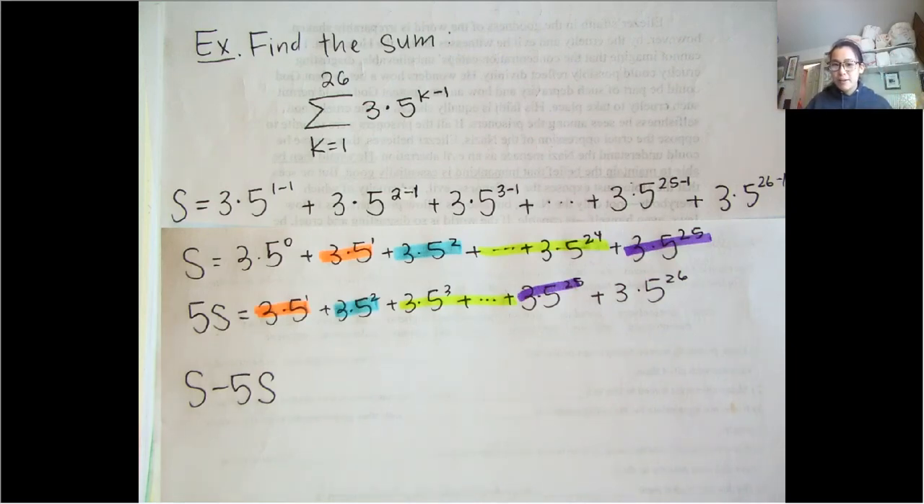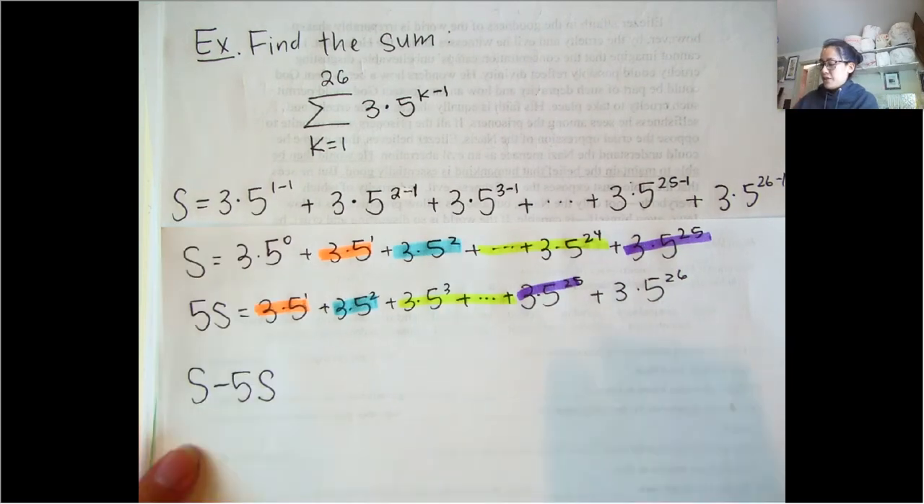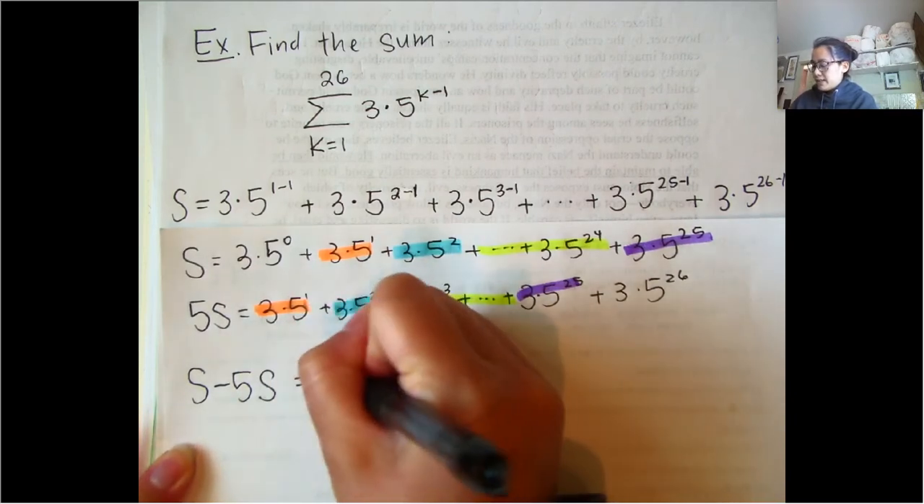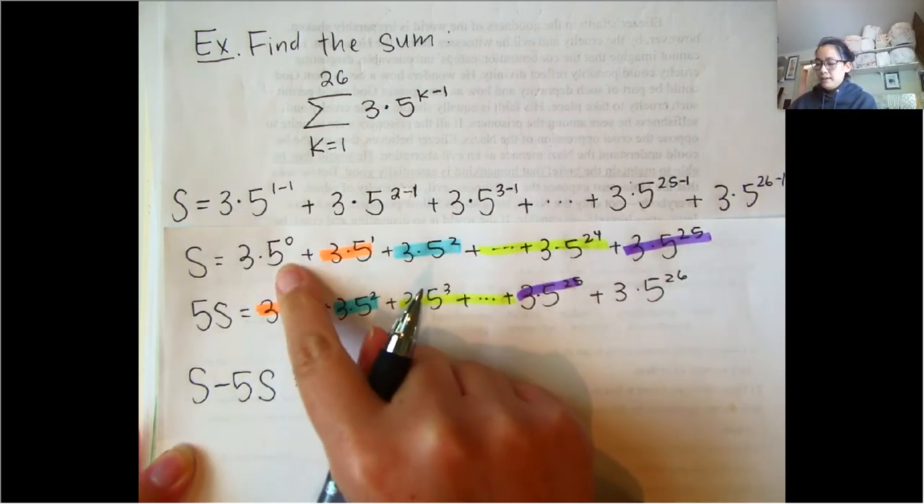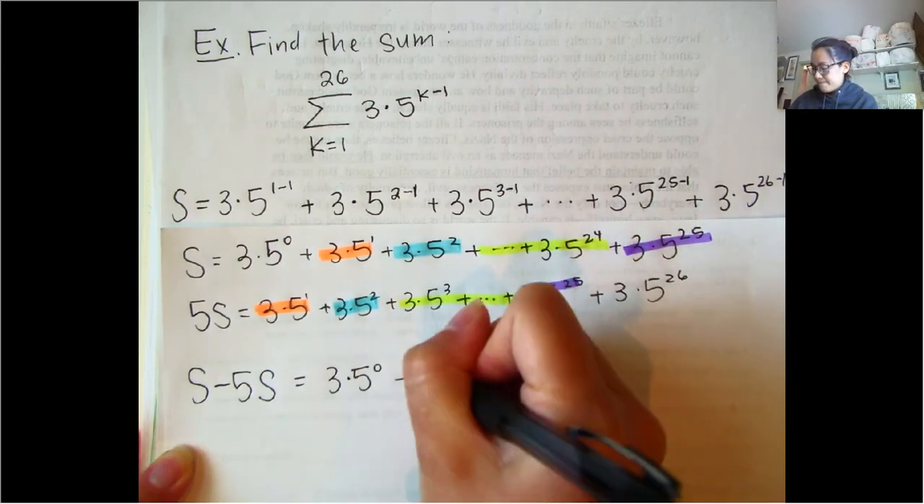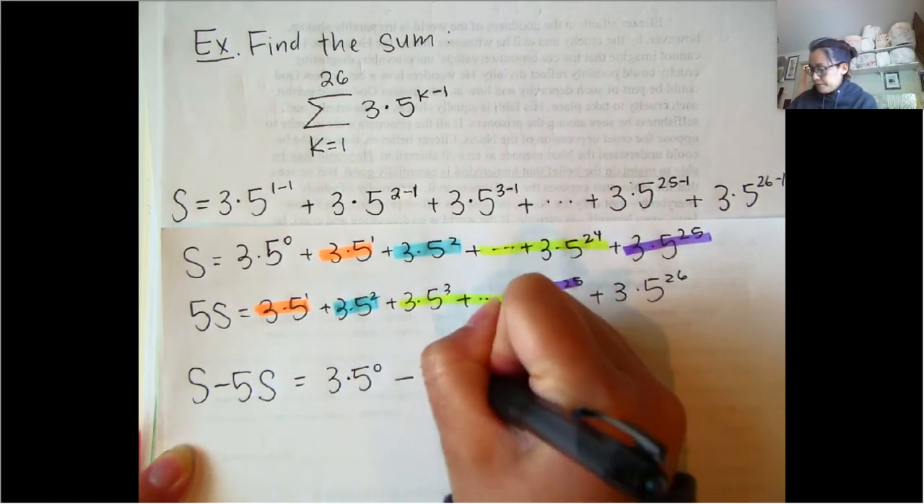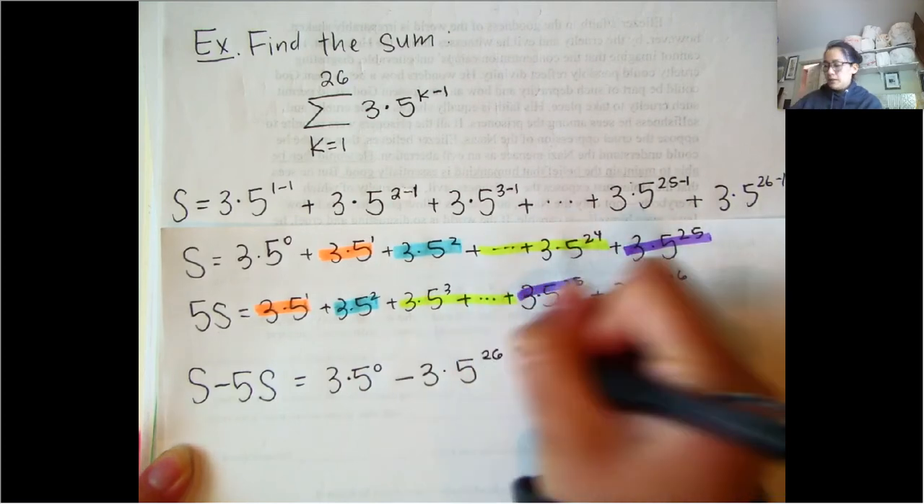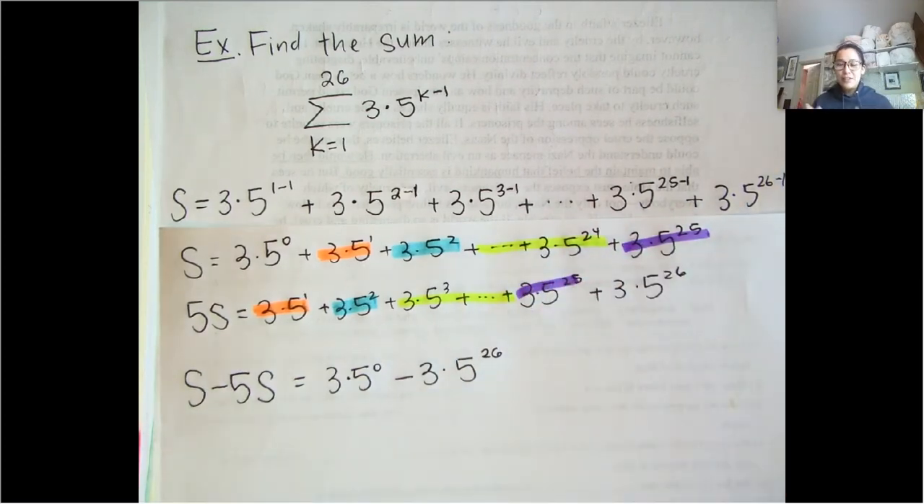The reason we are doing S minus 5S is because now we're going to be left with only the end terms. We don't need to worry about anything that happened in between because they're all going to add up to 0. So then we're going to have 3 times 5 to the 0, that's that one, minus 3 times 5 to the 26. And this is a much easier expression to deal with.